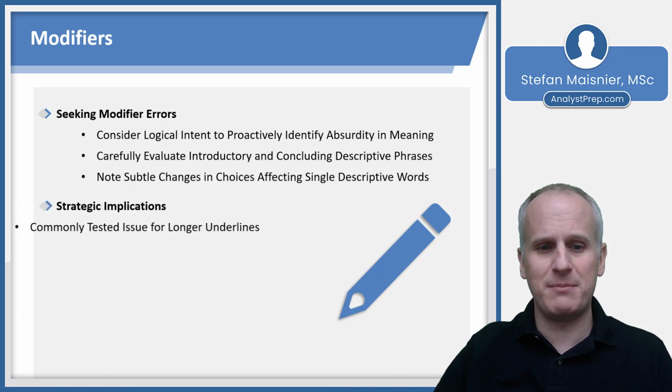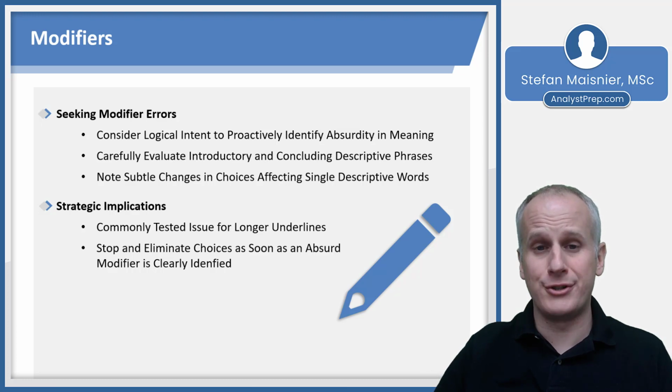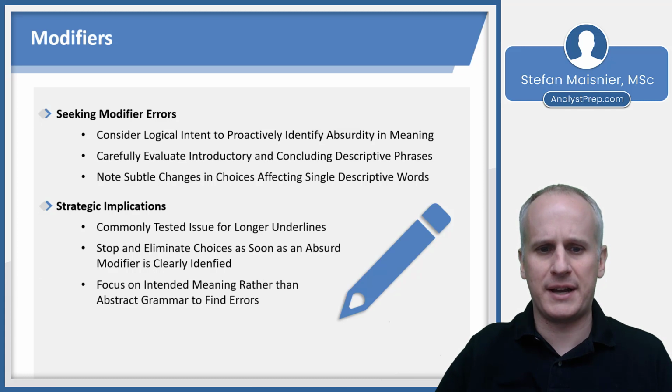So your strategic implications: first, this is a commonly tested issue for longer underlines on the sentence correction questions. You want to stop and eliminate choices as soon as an absurd modifier is clearly identified. Once you've determined that the state of New Jersey has no predators, well, now you know that's an absurd meaning, and you can eliminate that and go straight to the answer choices to expedite the process.